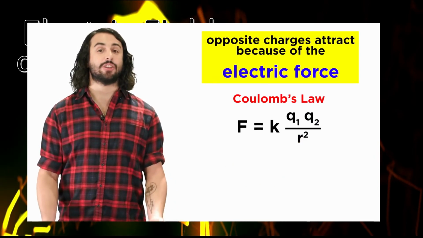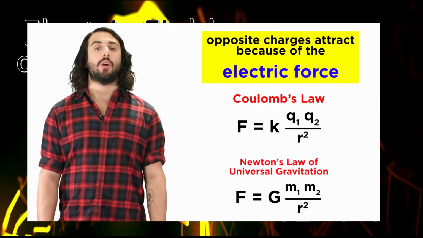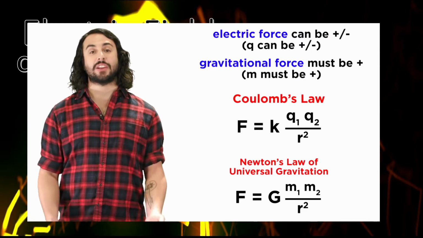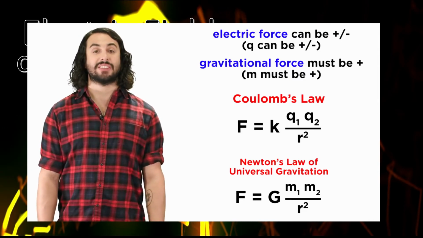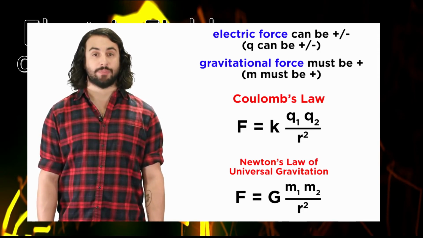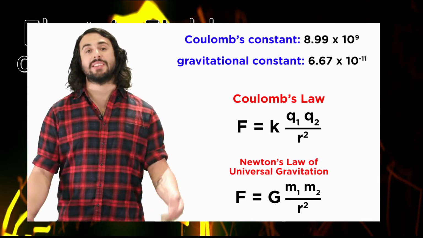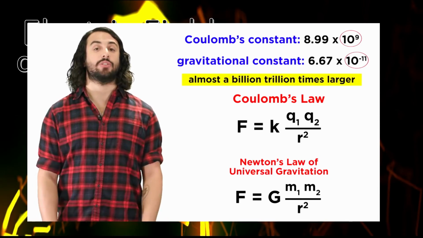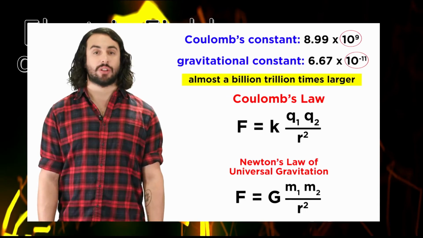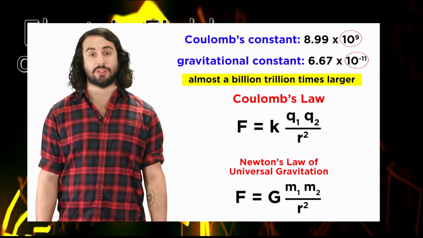Remarkably, this is essentially identical to Newton's law of universal gravitation, the only differences being that the electric force can be attractive or repulsive, depending on the signs of these terms, and the resulting sign on the force, while gravity is always attractive. Also, it is interesting to note that Coulomb's constant is 20 orders of magnitude greater than the gravitational constant, illustrating the discrepancy in the strength of the two forces.